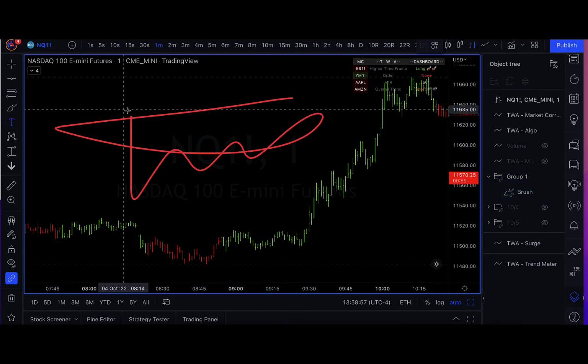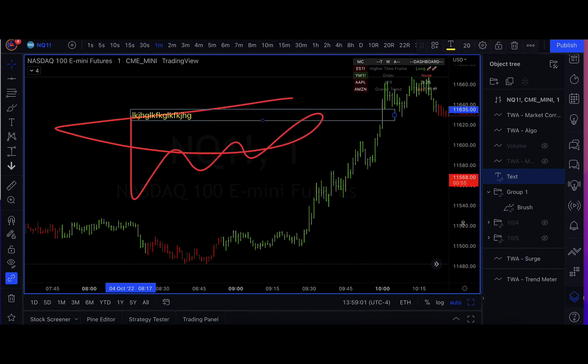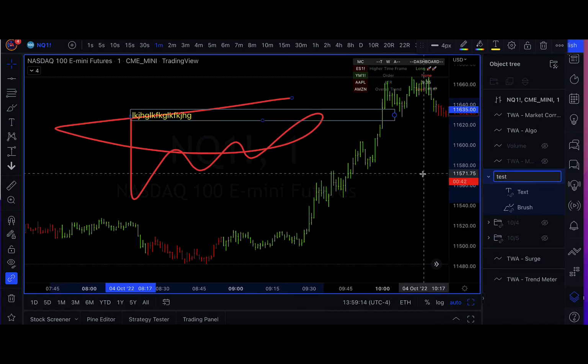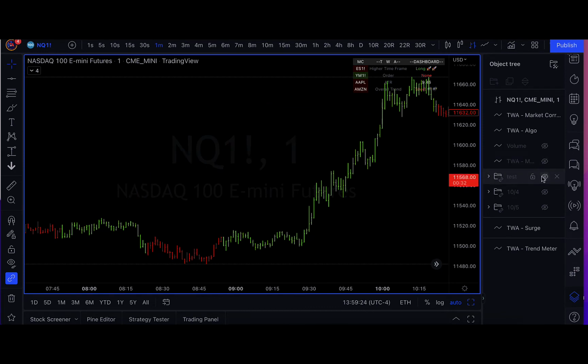Here, let's do a text box. Here we go, blah, blah, blah. Click OK, and then we take the text and we can just drop it right in that folder. And now both of them are inside of this folder, and we can rename it whatever we like. Let's say test. There we go. And then we close it out. It's nice and organized. And if we don't want to see this mumbo jumbo on our chart, but you want to save it, hit the eyeball and you're all set.